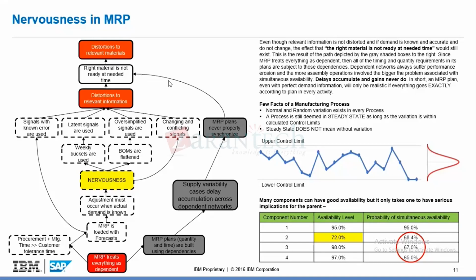The facts are that normal and random variations exist in every process. So our process is still deemed to be at steady state as long as variations are within calculated control limits. That is the warning limits we have seen. But steady state does not mean that there will be no variations. It will be within the control limits, and the variations will be small. So many components can have good availability, but it only takes one or two serious disruptions to change that for the parent.